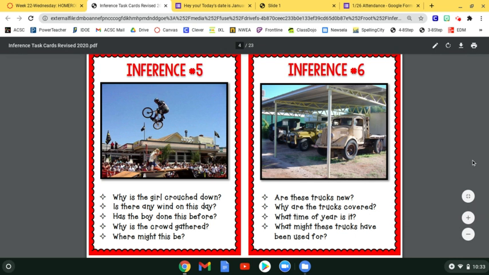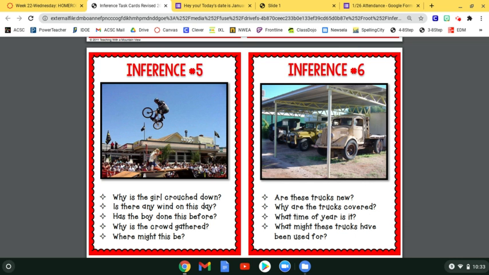Hey, boys and girls. Today we are actually going to do something that we've done plenty of times before this year, and it's something that we do every day without even noticing. What we're going to be doing is practicing making inferences.